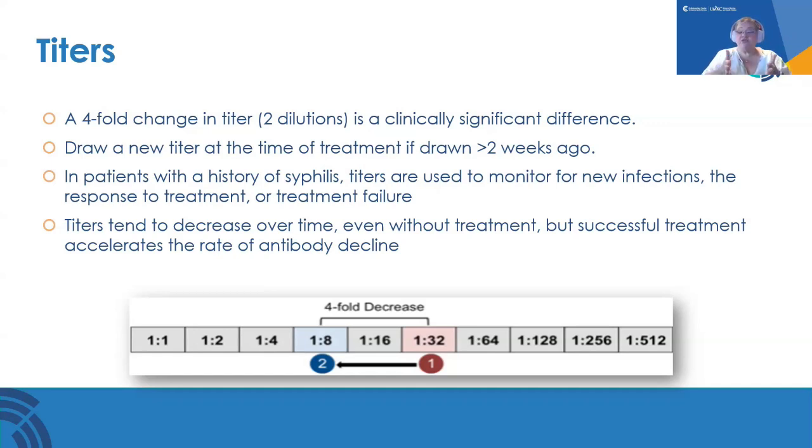You want to go ahead and draw a test at the time of treatment so that we have an accurate result. Every day that they're not treated, more Treponema pallidum is building up inside that bloodstream. So 2 weeks ago, it could have been a 1 to 8, but now it might be a 1 to 16 by the time we get them in for treatment. So make sure that you draw that. If it's been over 2 weeks from the time of the original one, you want to go ahead and draw another RPR just to get a valid one at time of treatment.